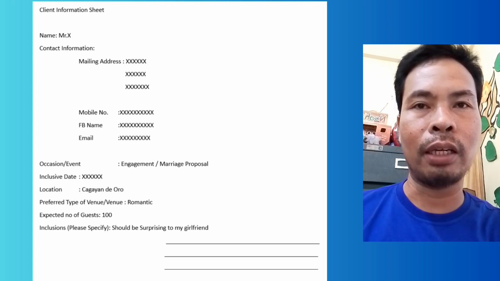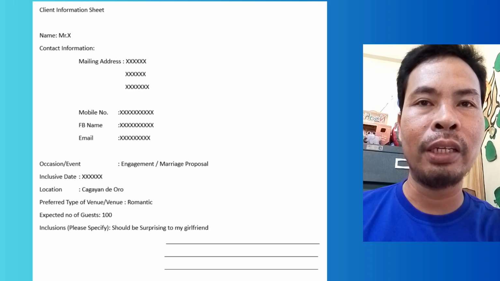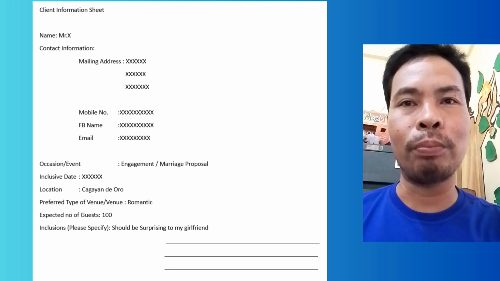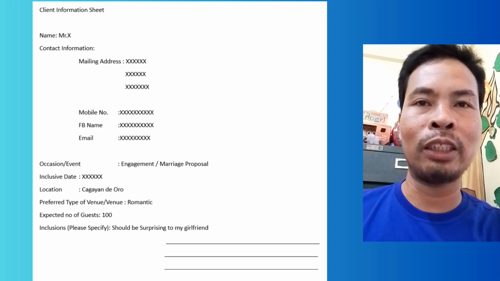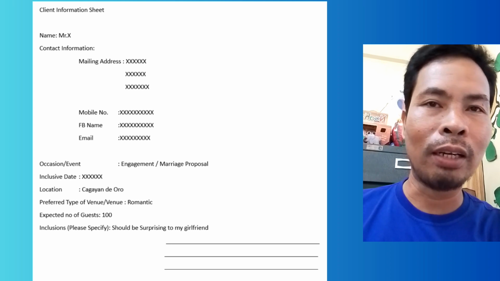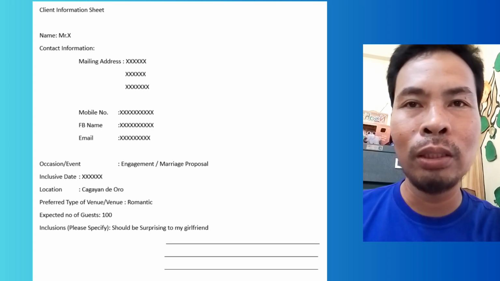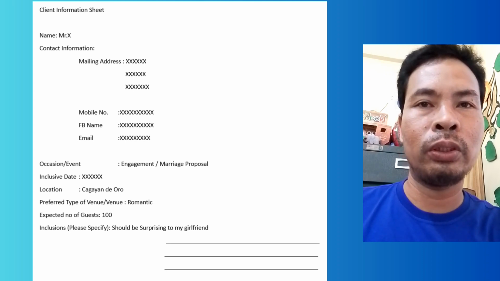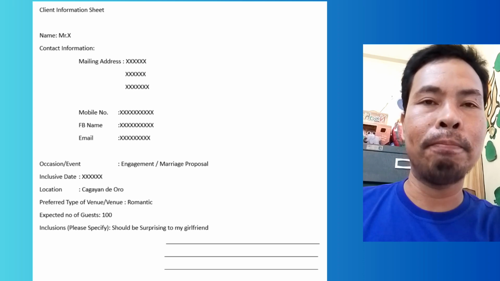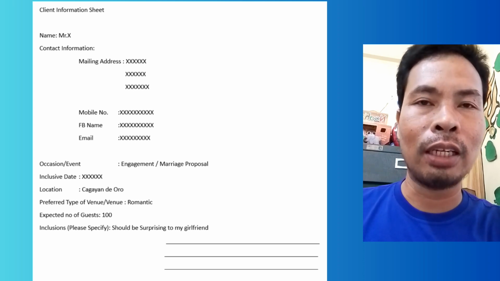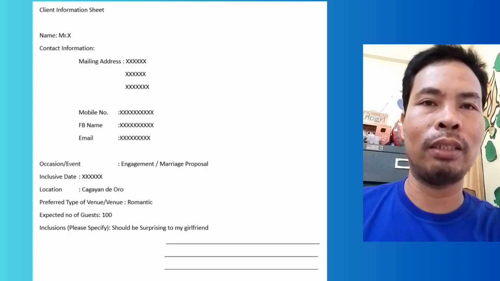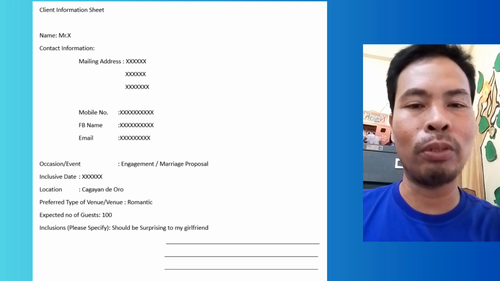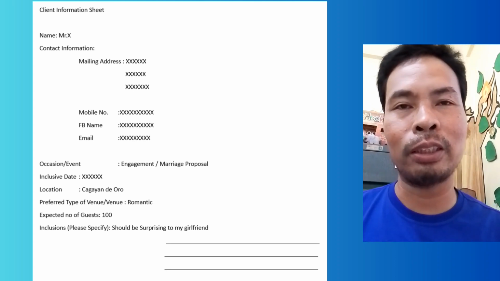Then location could be in Cagayan de Oro City, preferred type of venue, should be romantic, says Mr. X. Then expected number of guests 100, since that is already the variable that was given to the assignment. Then the inclusions, let's just say the client said it should be a surprise to my girlfriend. The girlfriend must not know. So that is his specification.